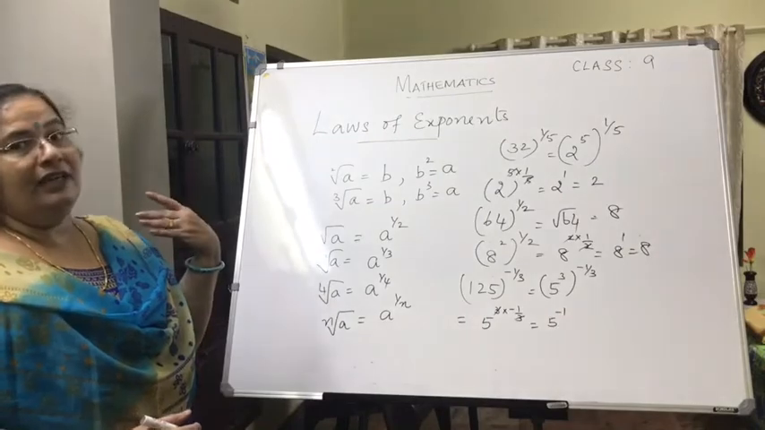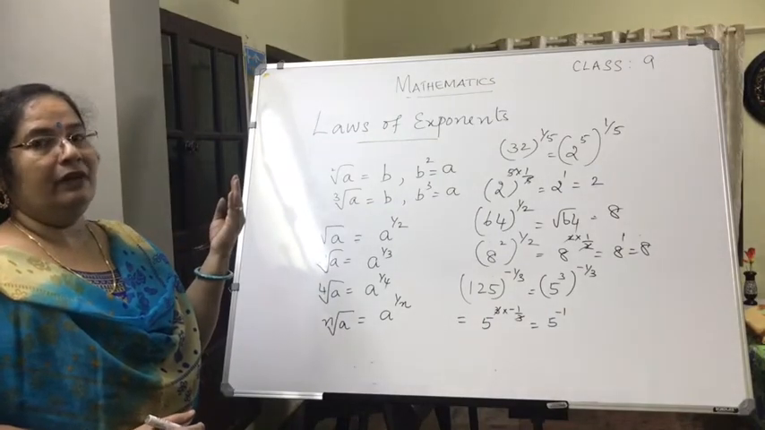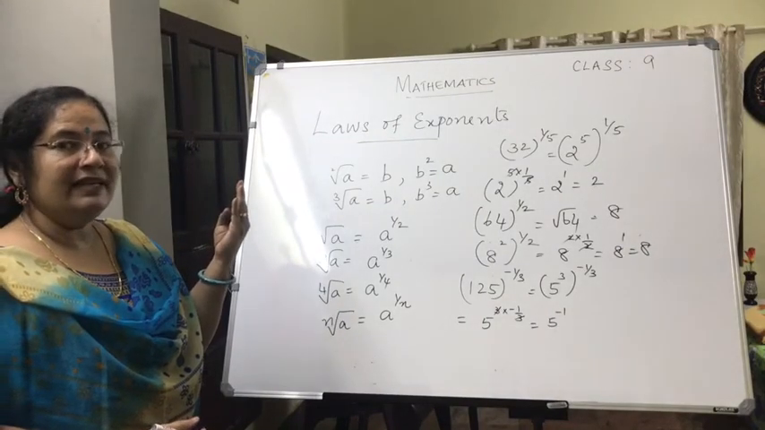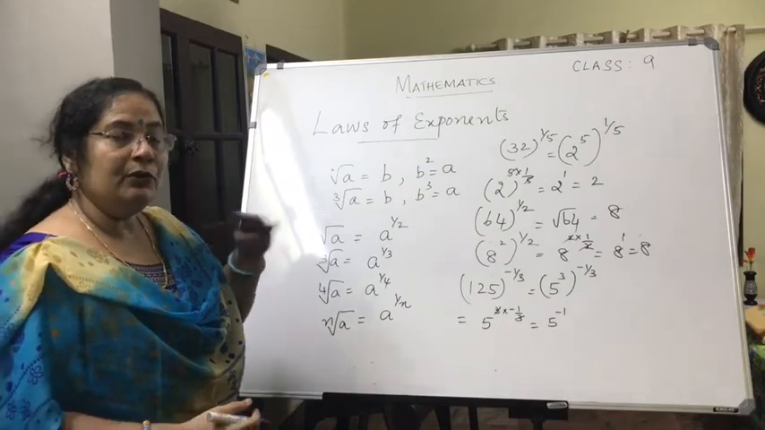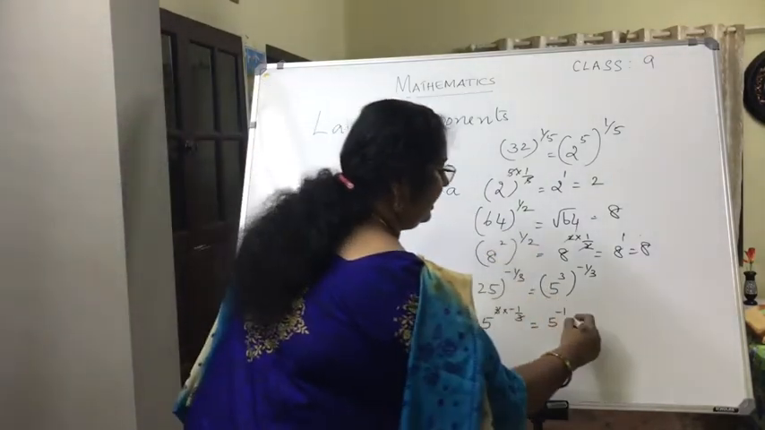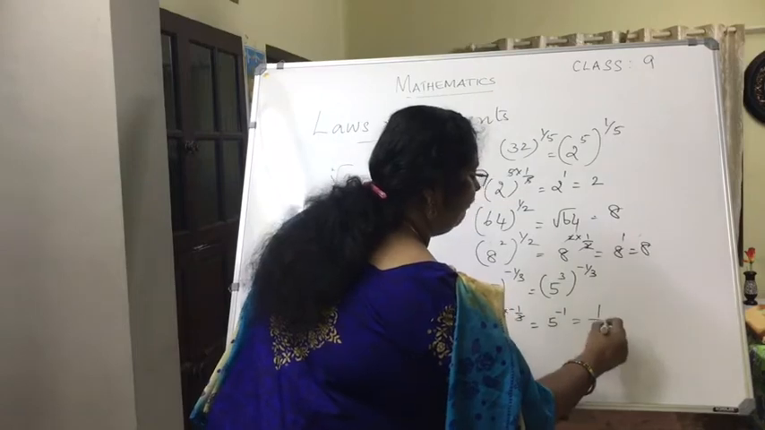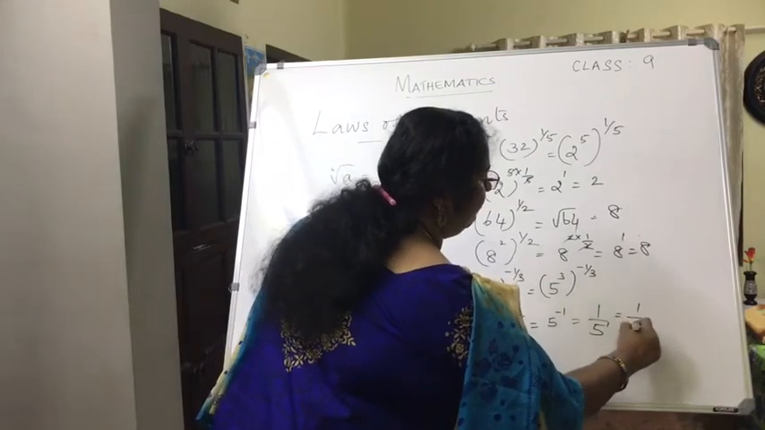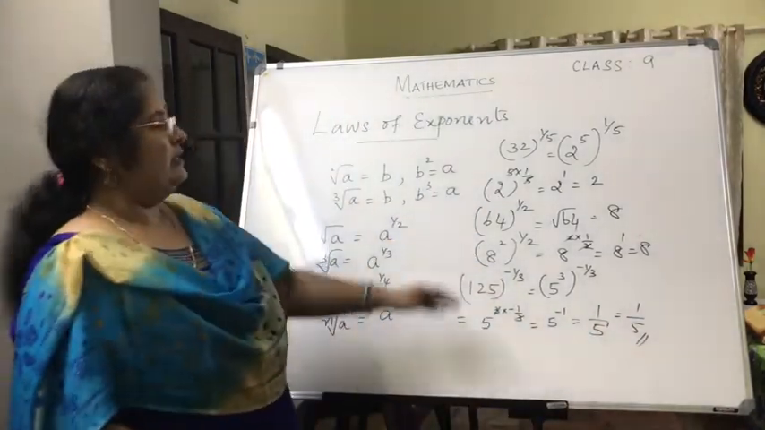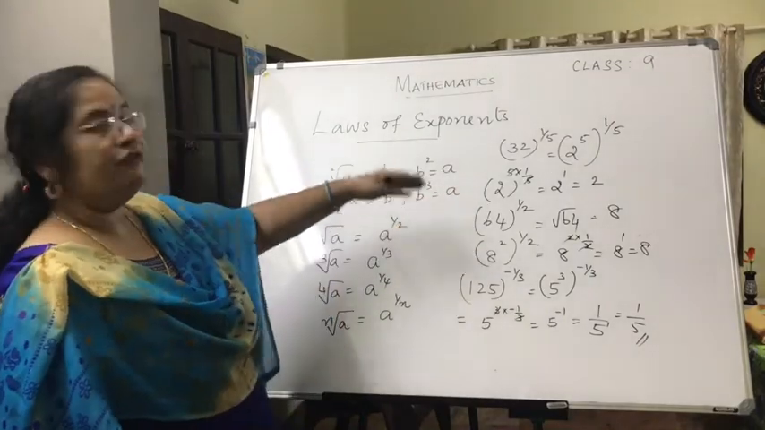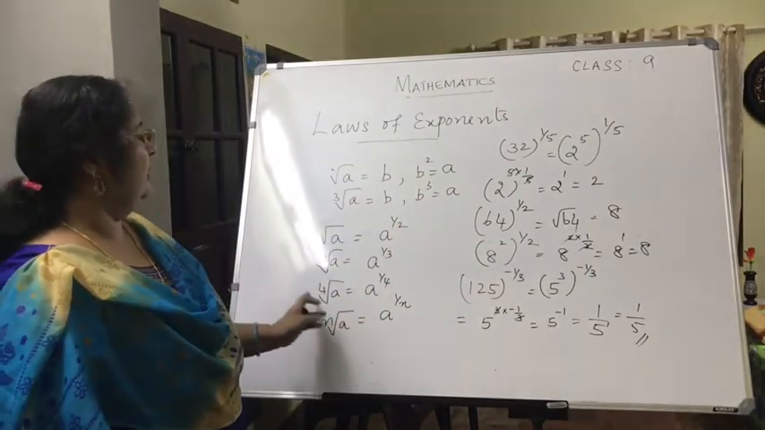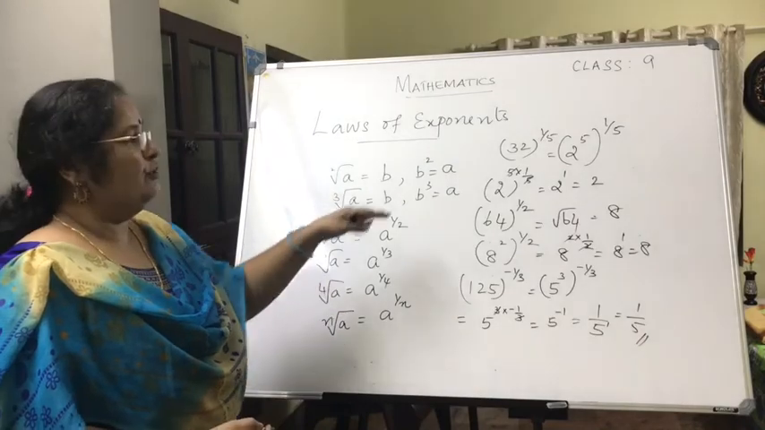Now go back to the last law that we have done. What is that? A raised to minus n is 1 by a raised to n. So 5 raised to minus 1 can be written as 1 by 5 raised to 1, or it is 1 by 5. So have we understood how we apply the laws of exponents along with the roots in exponential form to solve the problems?